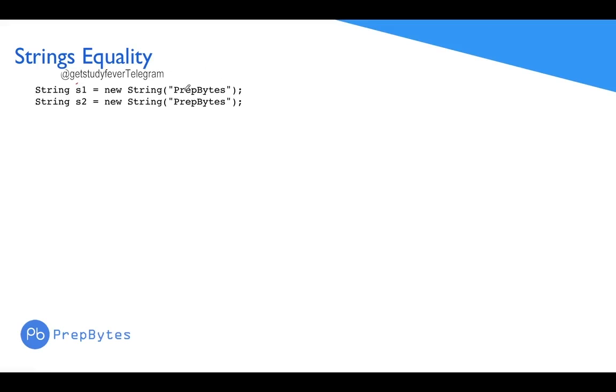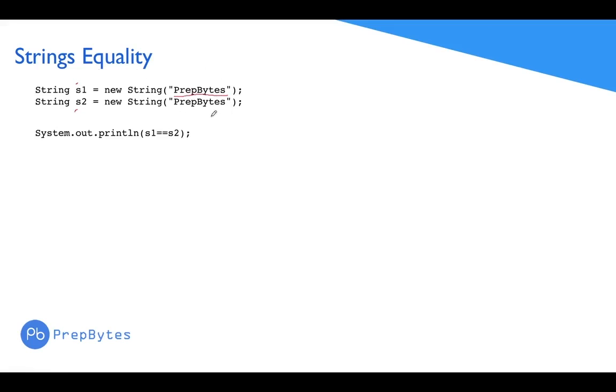String equality again is a bit different. Let's talk about it. Let's say I create two strings, S1 and S2. Both have the same sequence of characters. S1 has the sequence of characters prepbytes, and S2 also has the same sequence of characters.